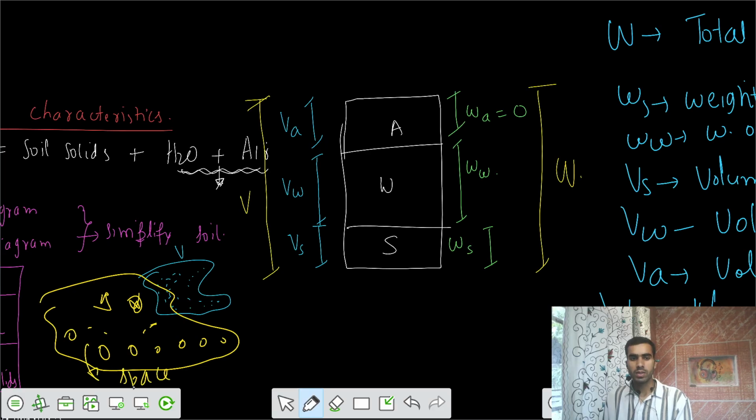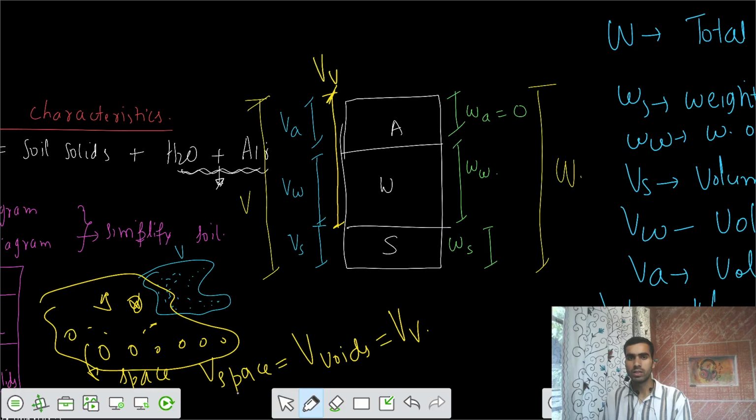The total space, the volume of the space, we represent as the volume of the voids, VV. So I would say total VV is only the volume of air and volume of water. VV is actually volume of air plus volume of water. That is the total space we have, except for the soil solid particles.